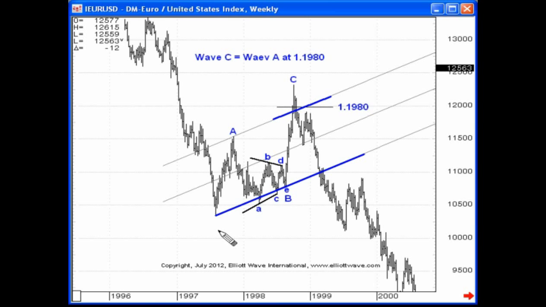Now, what's unique about this structure in the euro is that wave B took the shape of a contracting triangle. As you know, with respect to triangles, that's the third type of corrective wave pattern, and triangles can occur by themselves in the wave 4, wave B, or wave X positions. Here's a good example of the triangle in the wave B position.